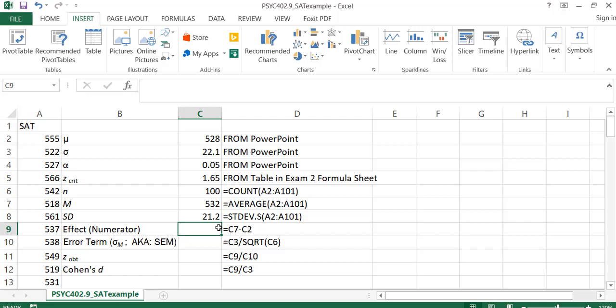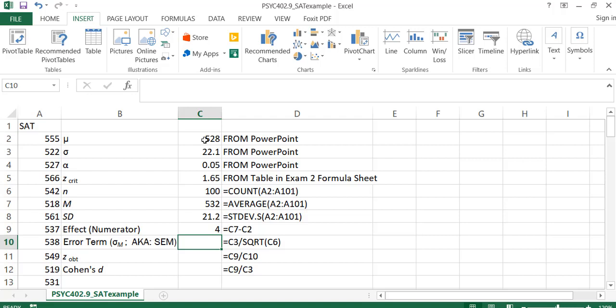So our effect is going to be the difference between these two means. So how large is the difference between the sample that we have and the population? That should be 4. That's going to ultimately become our numerator for Z obtained.